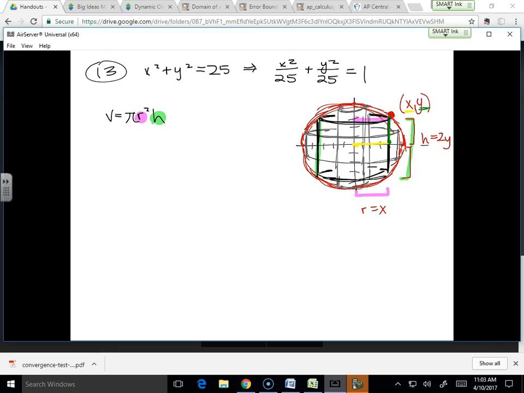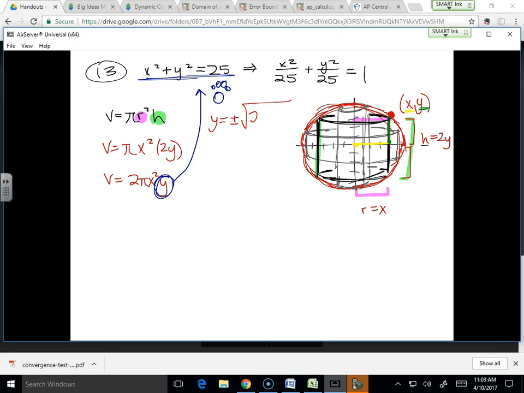So I can come back over here and say, okay, cool, V is equal to pi times, plug it in, x squared times 2y. Which is good and all, but I have too many variables. Does anyone remember what we're supposed to do when we have too many variables? No one? Go look for the clue that tells you the relationship about them. Solve for y. Yeah, exactly, good job, Luke. Solve for y. y is gonna equal plus or minus square root of 25 minus x squared.